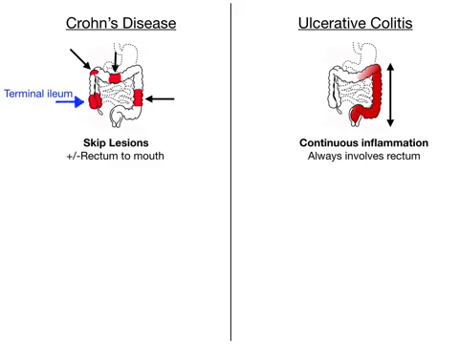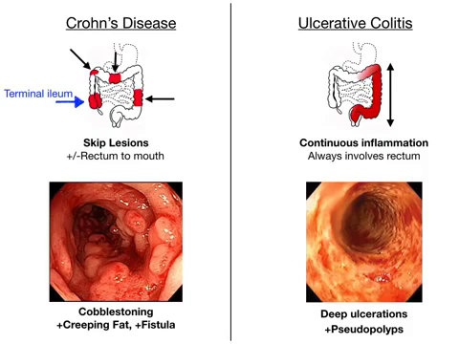Now let's talk about what you'll see grossly if you do a colonoscopy. So in Crohn's disease, you see what's called cobblestoning. And the cobblestoning is a feature of the colon that develops as a result of these skip lesions. Now, because inflammation is skipping throughout the colon, you have alternating areas of inflammation.